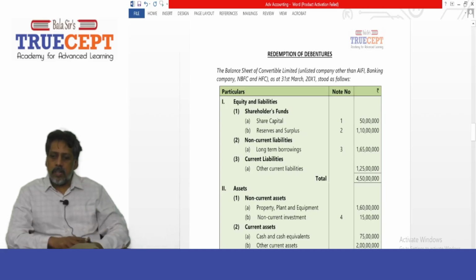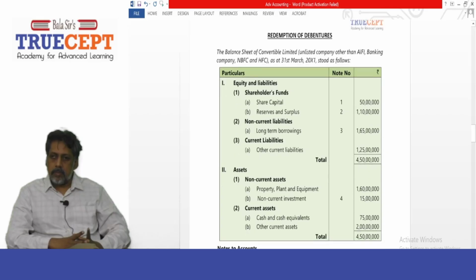Yes, Renuka, read the question for us. The balance sheet of Convertible Limited, an unlisted company other than AIFI, a banking company, NBFC and HFC, as at 31st March 20X1 stood as follows. Equity and liabilities: shareholders' funds, share capital, note number 1, 50 lakh; reserves and surplus, note number 2, 1 crore 10 lakh. Non-current liabilities, long-term borrowings, note number 3, 1 crore 65 lakh.